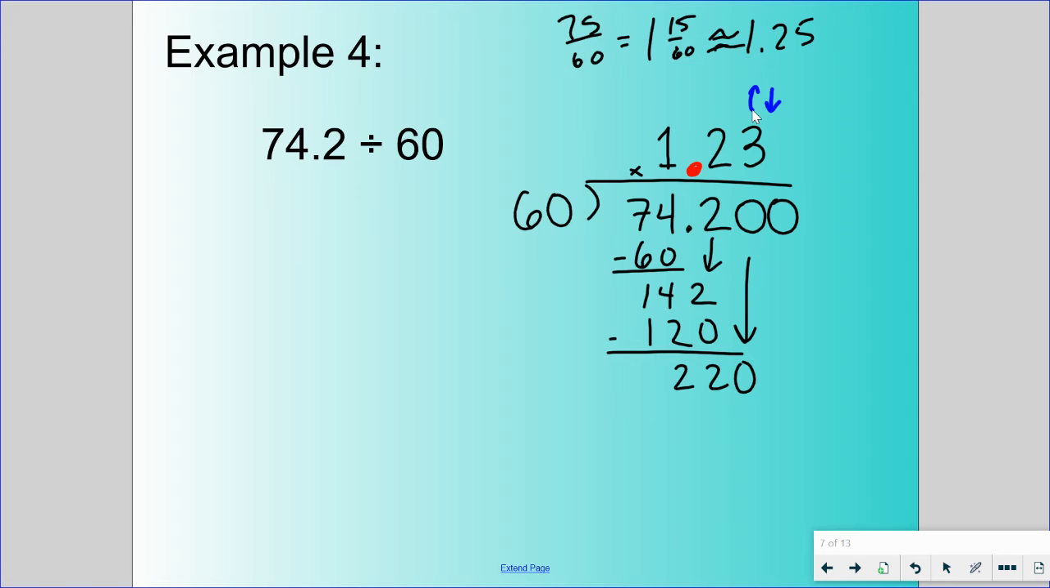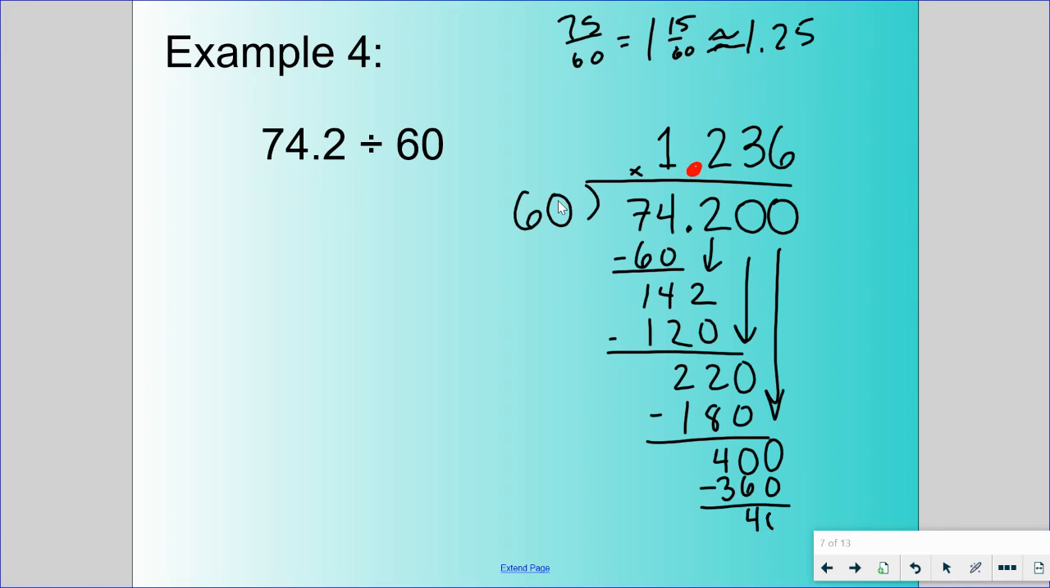Meanwhile, 3 60s is 180, leaving us with 40 left over. All right, good. The divisor is larger than the remainder. No more 60s could have come out. Now in this case, once again, let's go ahead and cover up a digit. How many 6s go into 40? Well, that's about 6. So I'm going to go ahead and multiply 6 60s, which leaves 40 left over. Already looking a little strange.